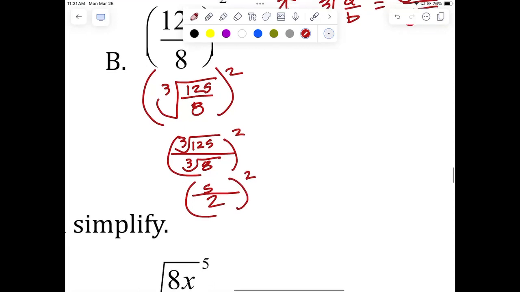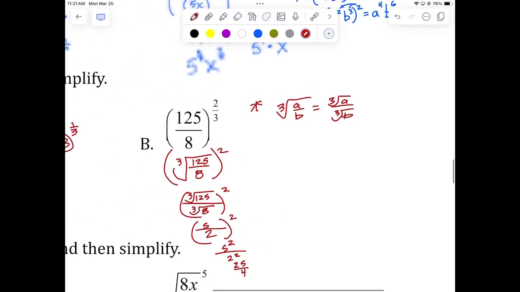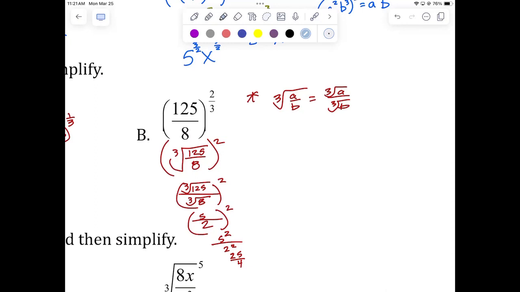Now 5/2 squared is really 5 squared over 2 squared, using the property in reverse. 5 squared over 2 squared is 25 over 4, okay? What we're trying to do is to get you to be proficient with just writing the expressions in a different form. By way of the rational exponent, you can simplify things. By way of the radical, you can evaluate things. So 125 eighths to the 2/3 power is just another name for 25 fourths.